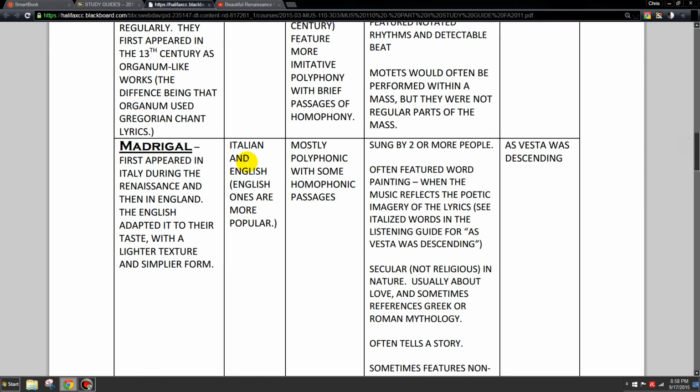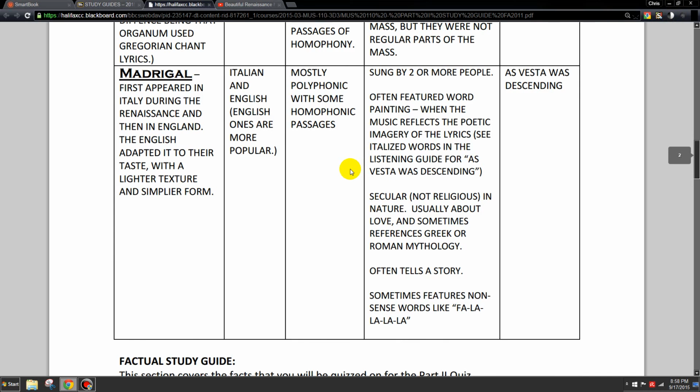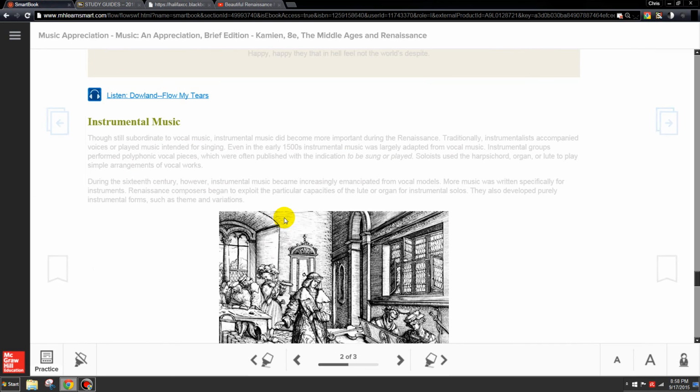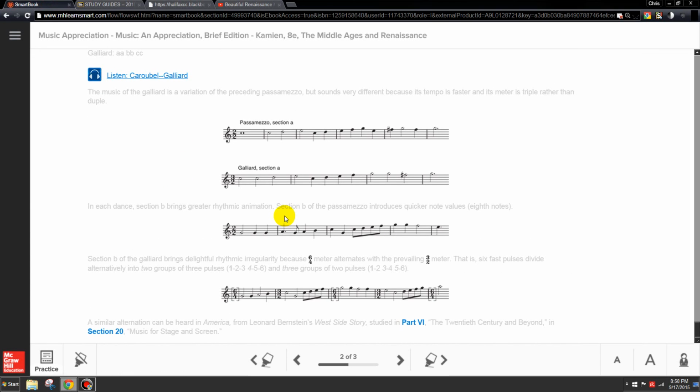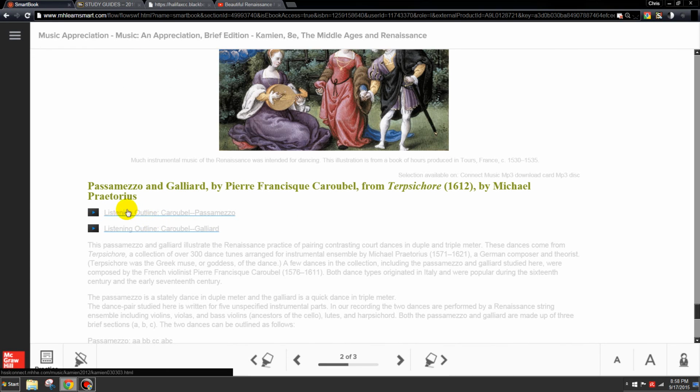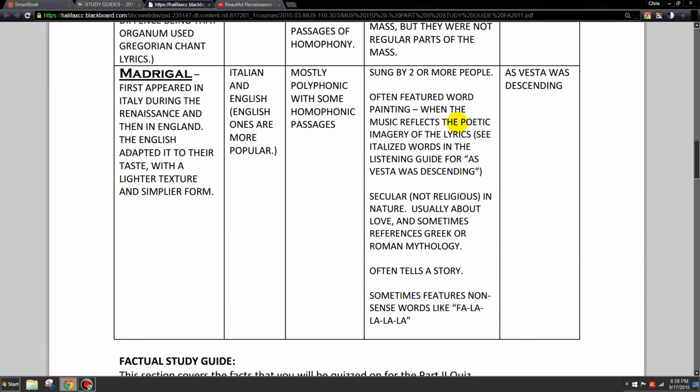But remember, these are secular. These are not going to be about religion and God and Jesus. Don't expect them to include anything about God or religious matters. They're usually going to be about love or some kind of secular subject. They're sung by two or more people. They often feature word painting, which is when the music reflects the poetic imagery. If you look at your example in your textbook, which is As Vesta Was Descending, you will notice that in your listening outline, if you pull that listening outline up, the italicized words in there are examples of word painting.